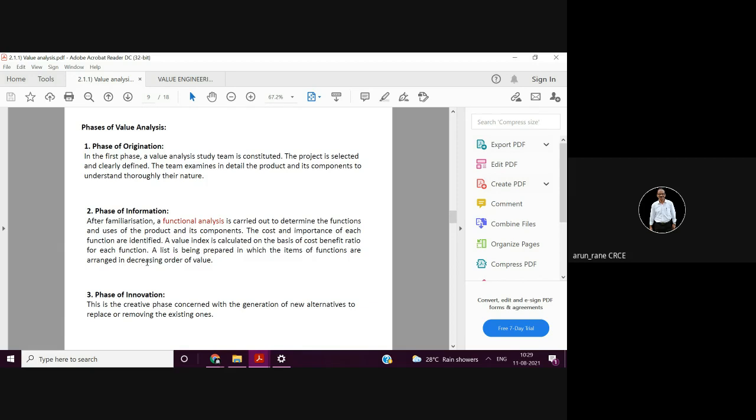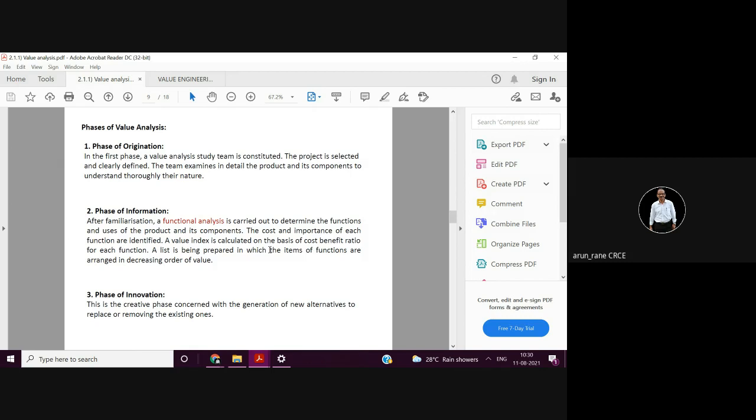Then phase of information, that is, once you are familiar with your objective, then you have to carry out a functional analysis. See, value analysis is nothing but the ratio of function to the cost, function upon cost. So you have to always remember the function. Function is most important. Okay, so functional analysis has to be carried out, and for that we use FAST. FAST is a technique. So the cost and importance of each function are identified.